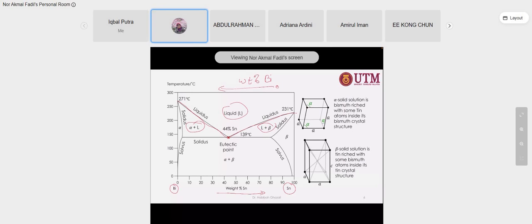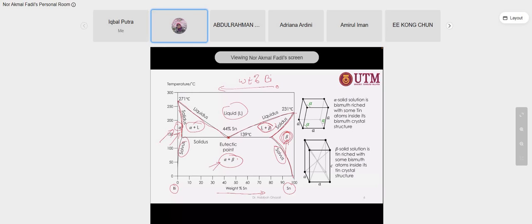What is the solidus line? Solidus line is a limit separating between solid and solid plus liquid. This one is for alpha solid, and this one is for beta and alpha solid. So solidus and liquidus. Another one, we have solvus. What is solvus? Solvus is a solubility limit of one solid phase, which is alpha, to another different phase, a different region.